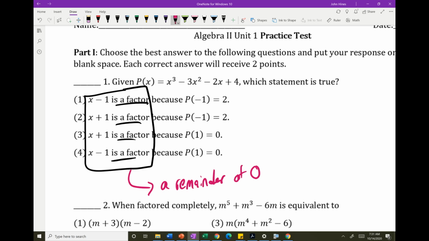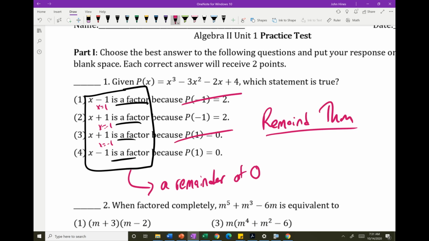So from the start of this, I can see that this is a remainder theorem question. Clearly this question's not going to be on your test, but the remainder theorem is. So how do I check if x minus 1 is a factor? Well, I plug in the opposite. I plug in x equals 1. So I'm not even going to deal with this choice here. Here I plug in x equals negative 1. Here I plug in x equals negative 1, so no. So I'm already down to choices 1 or 4.